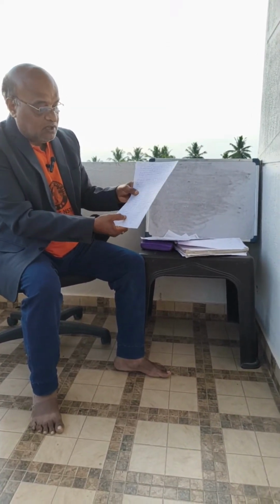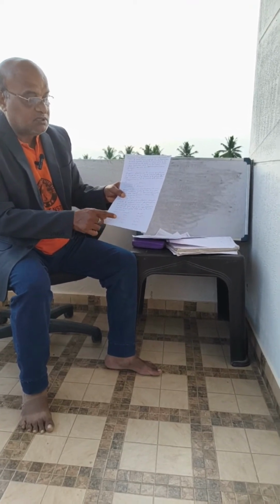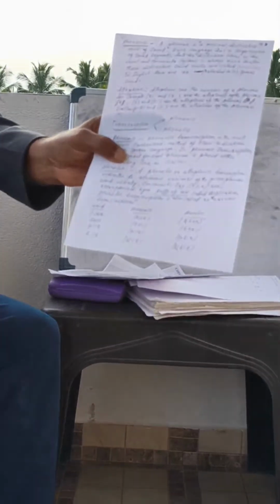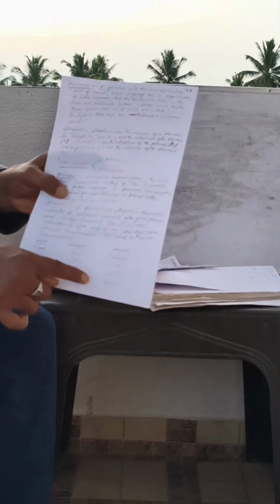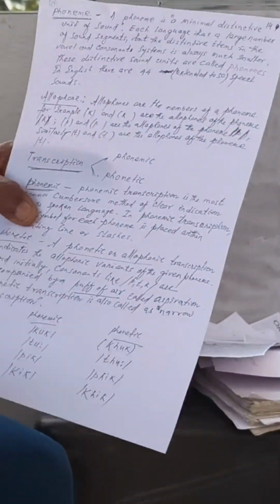Now we will pronounce how it is. Cook. In phonemic we say cook, but in phonetic it is aspirated, between ka and kha.